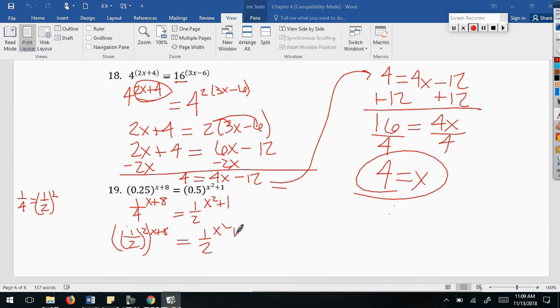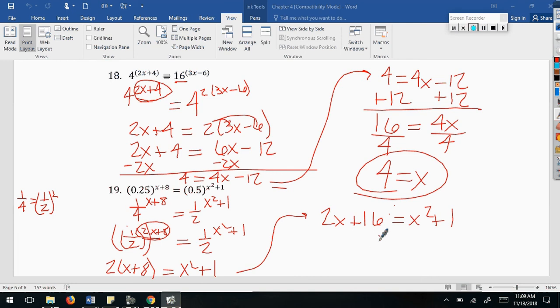So I can set the exponents equal. I can have 2 times x plus 8 equal to x squared plus 1. So again, this is 2x plus 16 equals x squared plus 1. And I think you know where we're going with this one. We have a quadratic. We're going to make it equal 0. So move the 2x and move the 16. Minus 2x minus 16. I'm going to just do it all at one time. And so I end up with 0 equals x squared minus 2x minus 15.